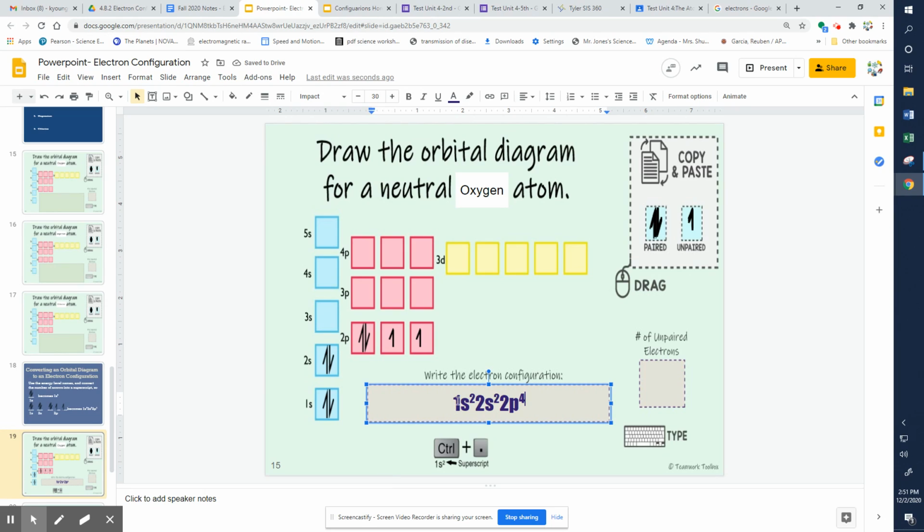So this is telling me in my first orbital, there are 2 electrons. In my second orbital, there are 2 electrons. In my 2p energy level, there are 4 electrons. Okay.